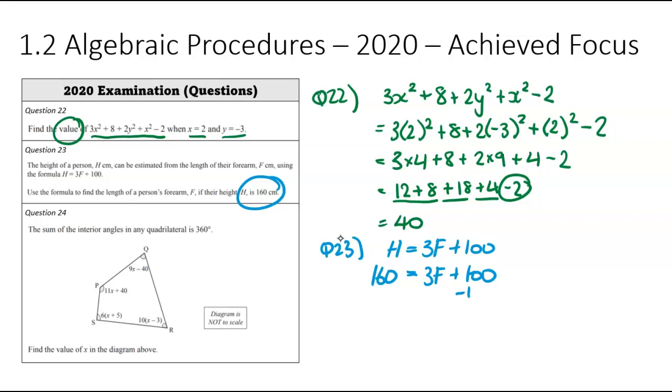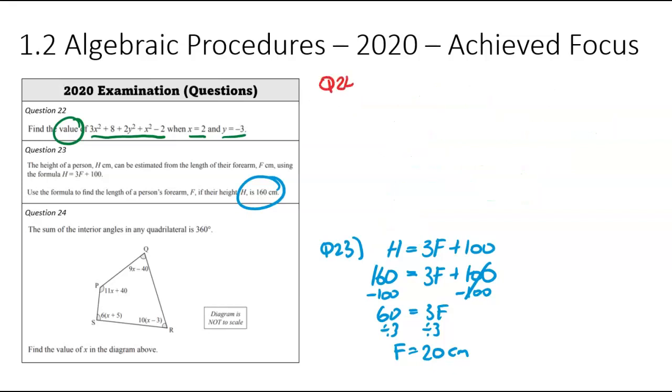So I'm going to start off by doing minus 100, minus 100. And these hundreds cancel each other out. So 60 equals 3f. I'm then going to divide by 3, which means f is equal to 20 centimeters. So what this here tells us is if someone's forearm is 20 centimeters long, we're expecting them to have that height of 160 centimeters. On to question number 24 off the website.